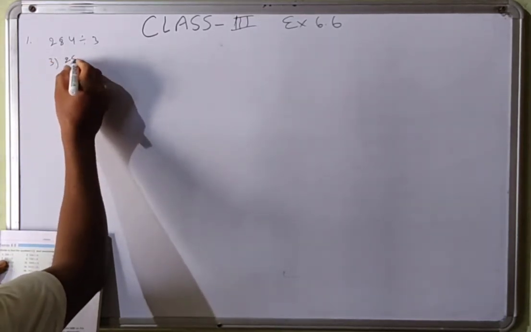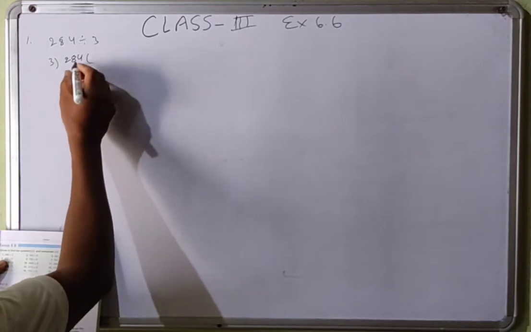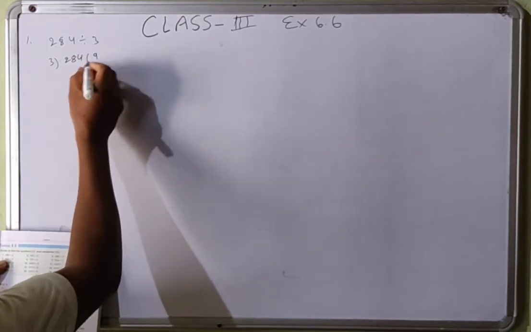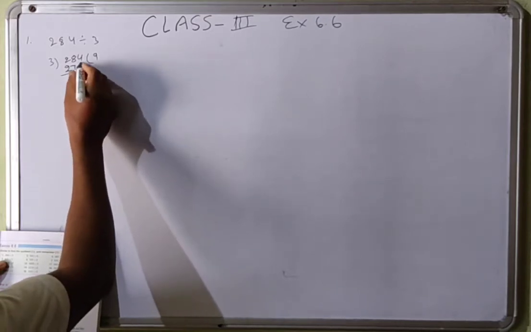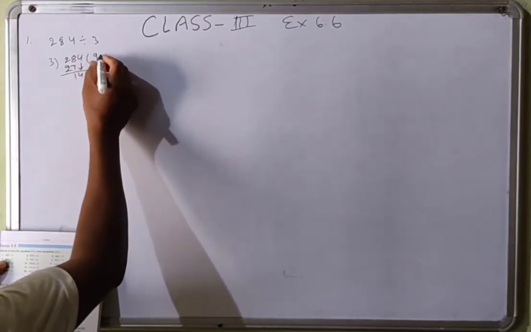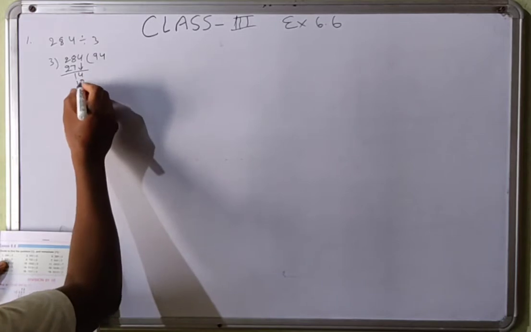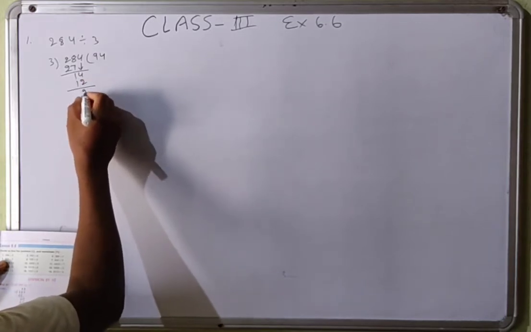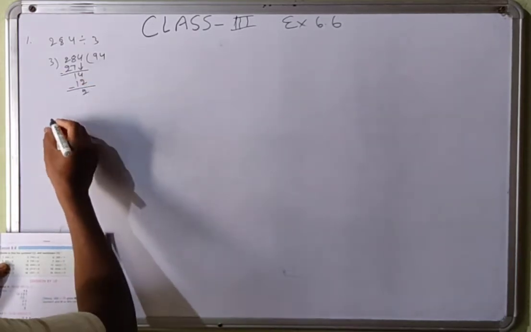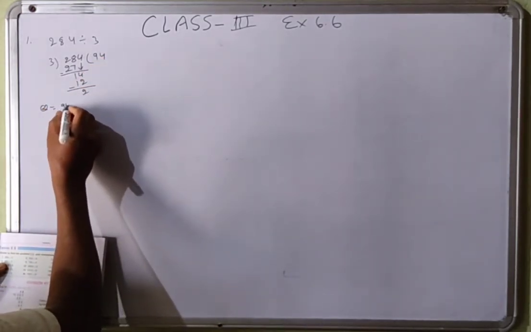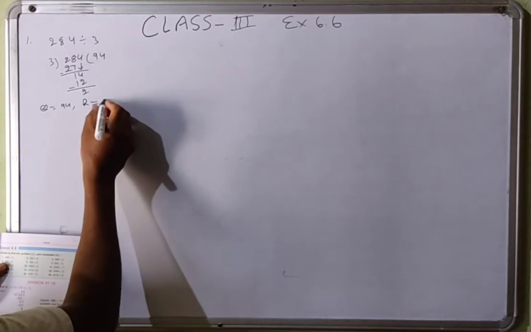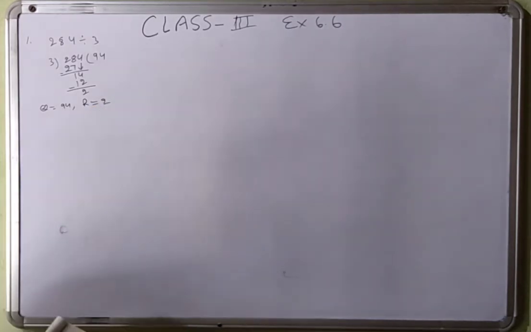3 into 284. 3 nines are 27, that 1 is left, then 4. 3 fours are 12, that left is 2. So that is the quotient. The quotient is equal to 94. The remainder is equal to 2. Like this we will write in this exercise.